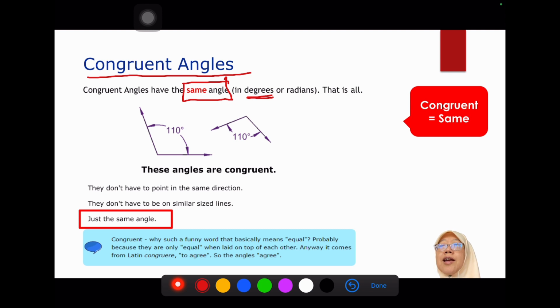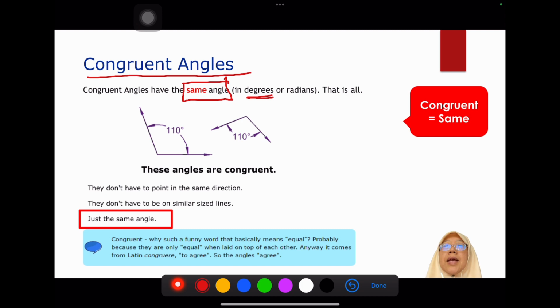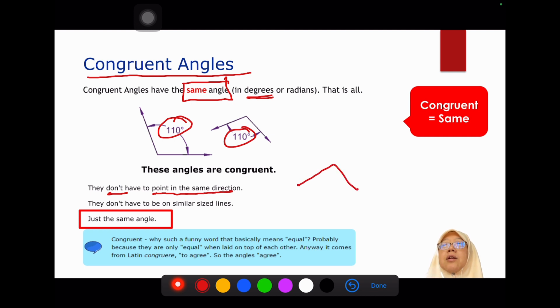So here congruent means the same. These angles are congruent, 110 degrees. Now they don't have to point in the same direction. You can have that kind of angle here, like this, like this, like this. As long as you see that the angles are the same, then they are congruent angles.